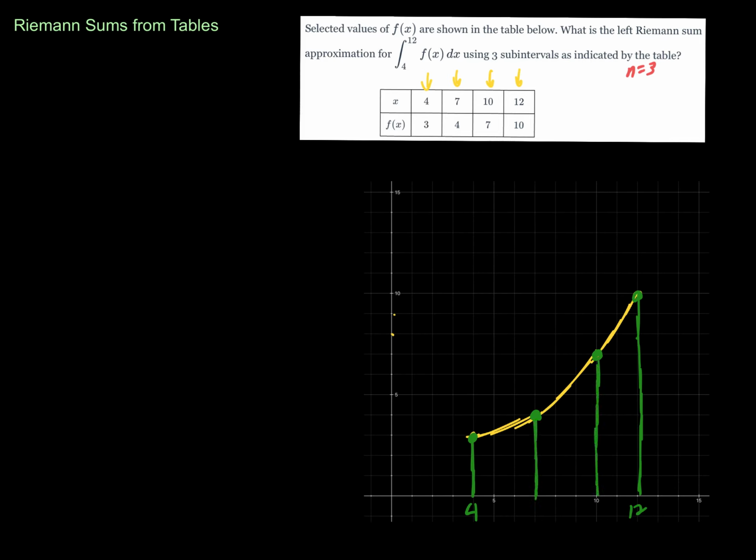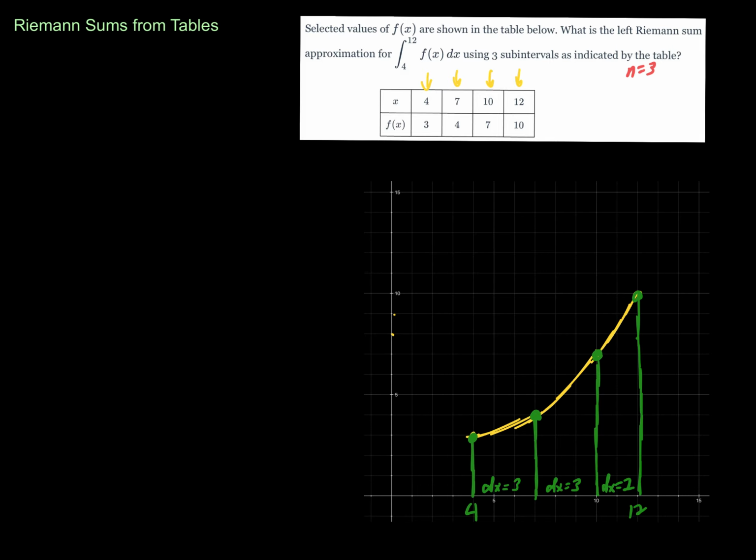So it kind of dictates what your delta x is. Sometimes it's the same. In this case, it's not. You go with what they give you. So the delta x for this one is 3. This one, the delta x is 3. And this one, the delta x is 2. All right, so that's the basis of our 3 rectangles.